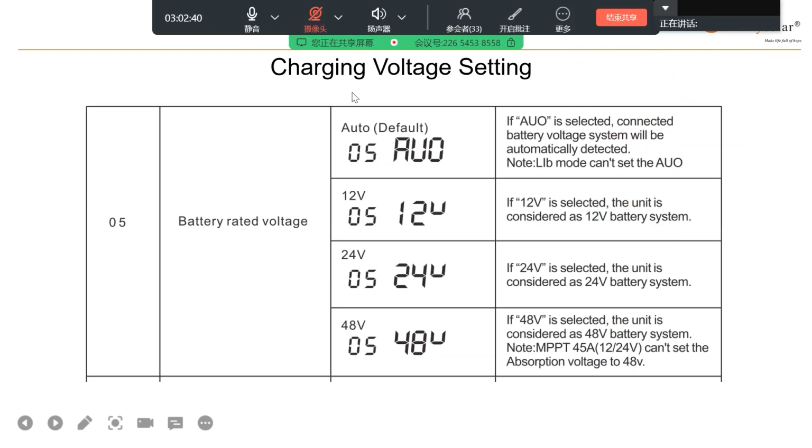And here is the charging voltage setting. The first one is auto recognize. This one is for lead acid only. Lithium battery cannot use this one. Lithium battery has to be set manually. So you can select a different voltage, 12, 24, or 48.